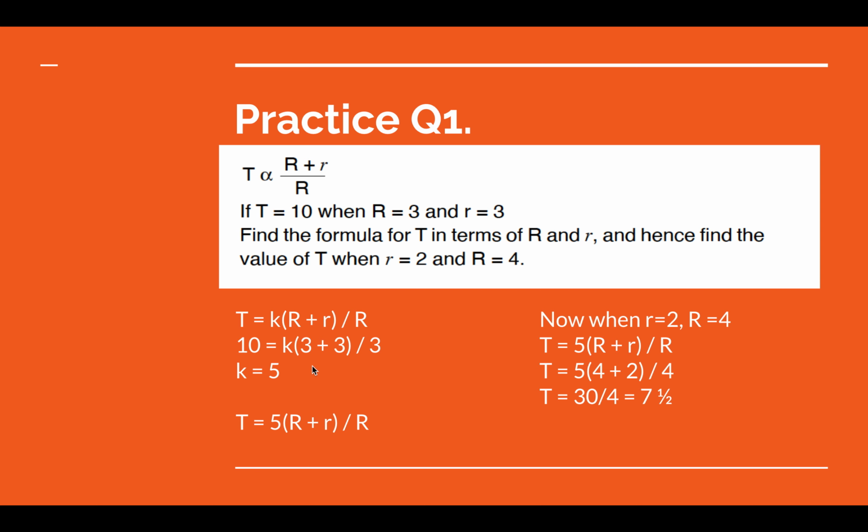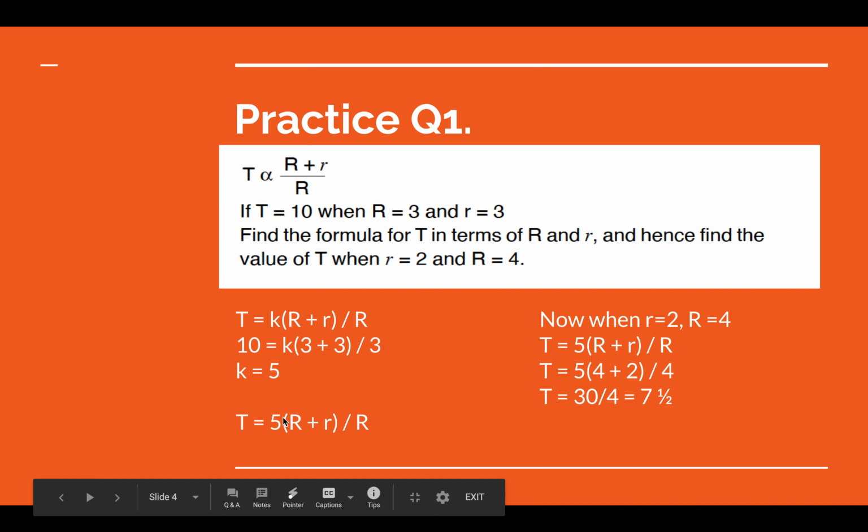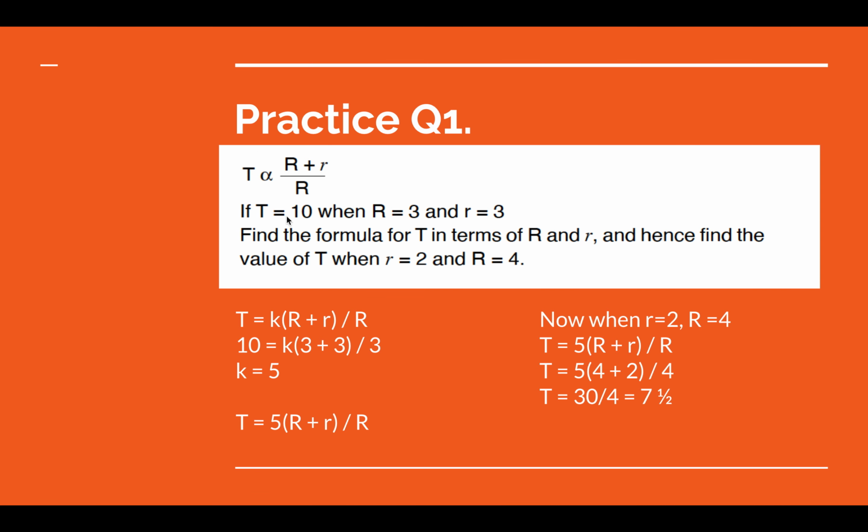So our relationship here is actually that T is equal to 5 multiplied by, in brackets, big R plus small r over big R. This is the relationship that we are able to derive from this question when we are given this relationship to begin with, and an example of the figures to start.